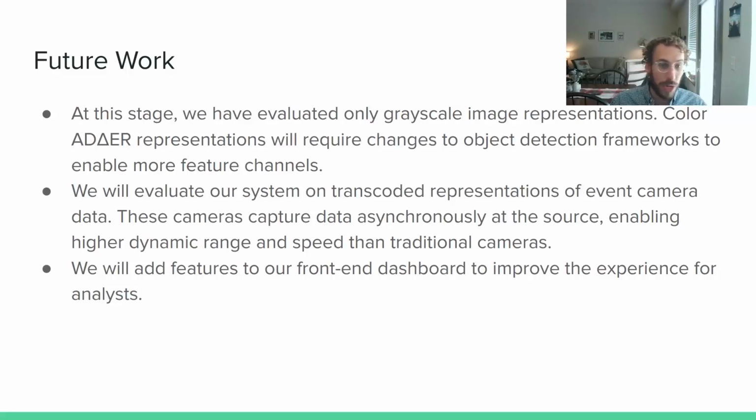We're also going to evaluate our system on transcoded representations of event camera data. These are very new cameras that have been gaining prominence over the last couple of years that actually capture data asynchronously at the source. These cameras have much higher dynamic range and high speed. They can capture data with microsecond granularity compared to 30 to 60 frames per second with a regular video camera.